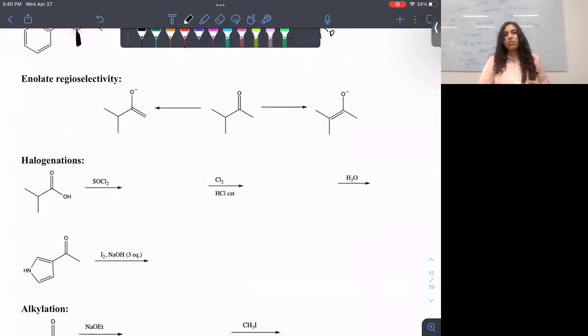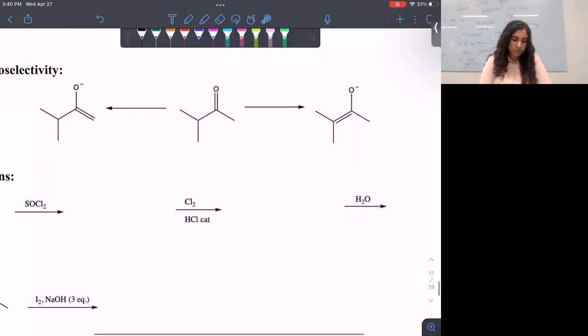Okay. So when you're forming an enolate, you're not always going to get an asymmetric ketone. So on a ketone, you have two alpha carbons. So you have to pick which side you're going to deprotonate from. And then you can change which side is the major enol, depending on what base you use.